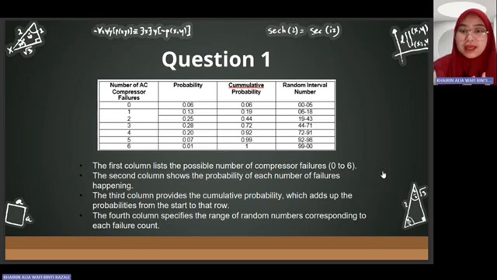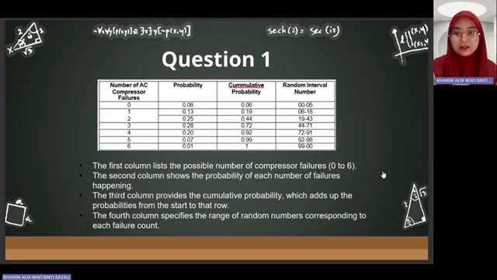So how we get the cumulative probability: 0.06 add 0.13, we get 0.19. 0.19 add 0.25, we get 0.44. 0.44 add 0.28, we get 0.72. 0.72, we add 0.20, we get 0.92. 0.92, we add 0.07, we get 0.99. 0.99, we add 0.01, we get 1.